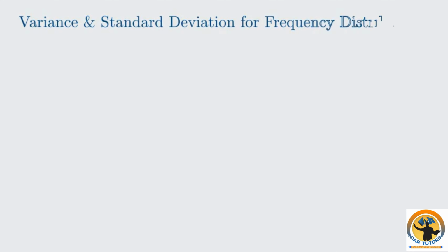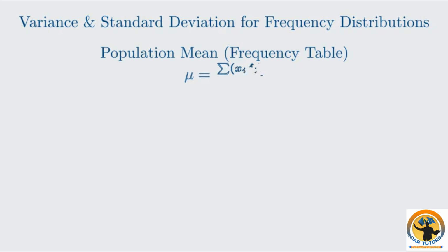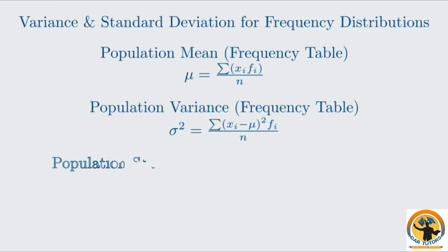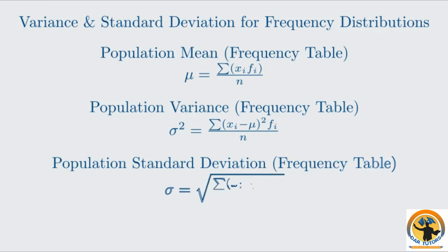A very common scenario in statistics involves data presented in a frequency table. Let's consider a dataset where a value x appears f times. The formulae for the population mean and population variance are adapted to include this frequency. The mean is calculated by summing the product of each value and its frequency, then dividing by the total number of data values, n, which is the sum of the frequencies. Similarly, the variance is the sum of the squared deviations, each multiplied by its frequency, all divided by n. Finally, the standard deviation is the square root of the variance.